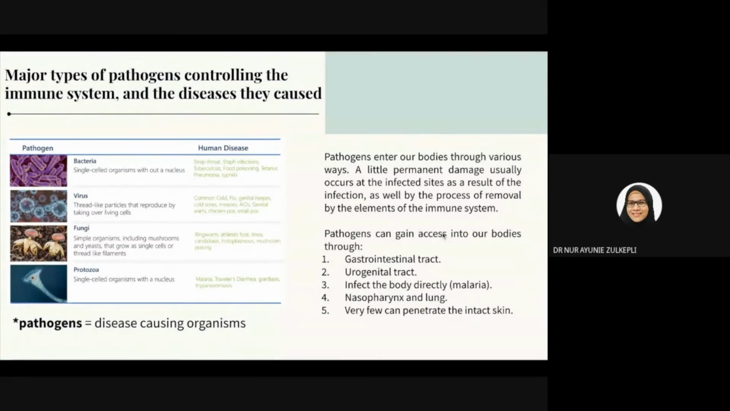So how can pathogens gain access into our body? From the gastrointestinal tract, urogenital tract, from infections directly, nasopharynx and lung, and very few can penetrate the intact skin. Usually worms can penetrate our intact skin. Okay.